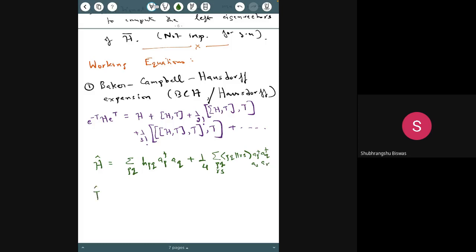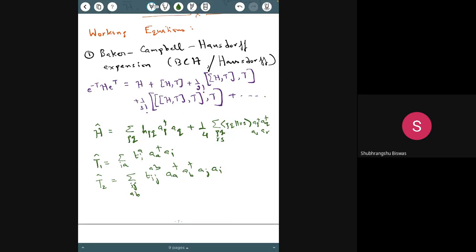And my T operators, what do they look like? So T1 looks like this. T2 looks like this. Fine. So what will we have when we put back H and T in my Hausdorff expansion?